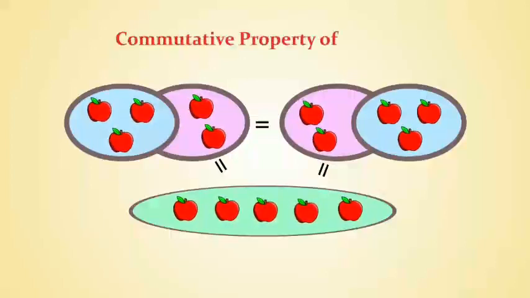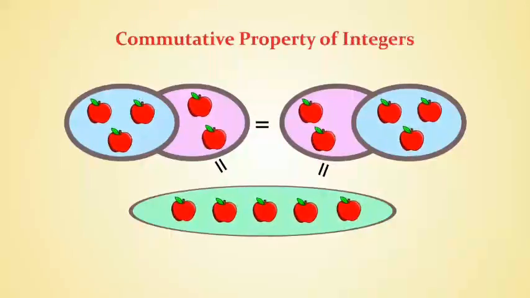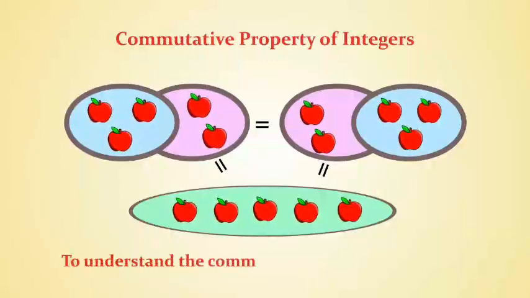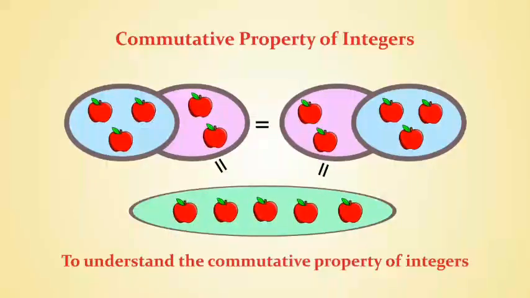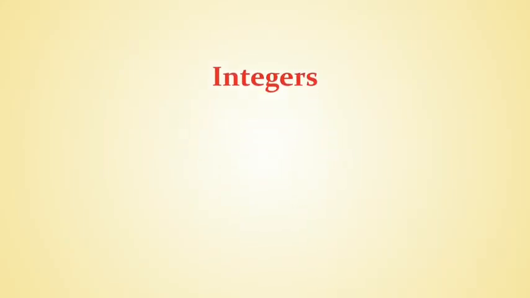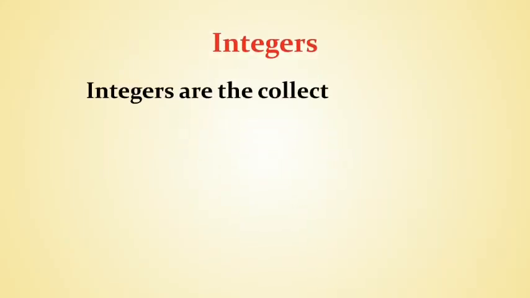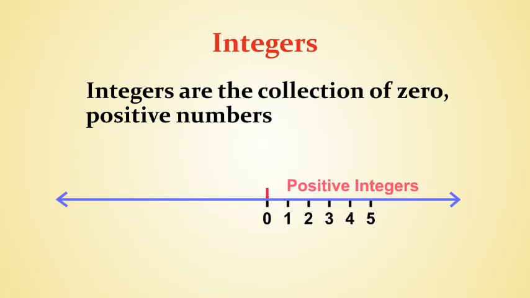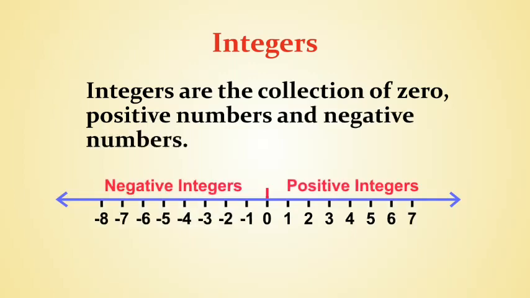Commutative property of integers. Objective: to understand the commutative property of integers. You must be familiar with integers. Integers are the collection of zero, positive numbers and negative numbers. We can draw integers on the number line as shown.